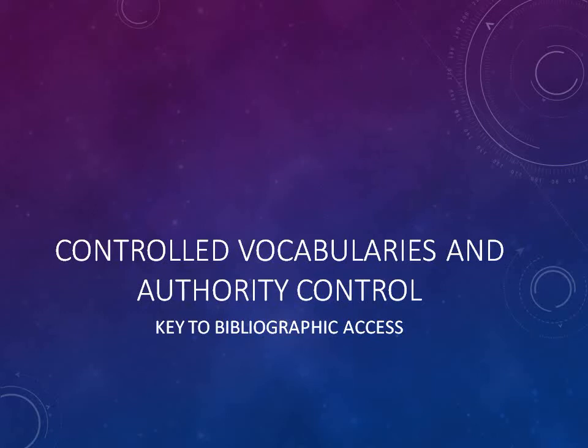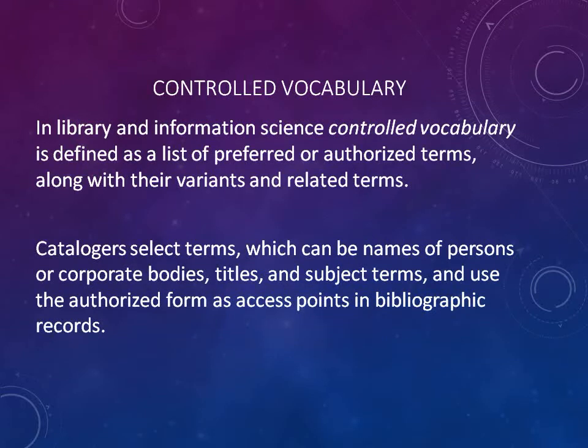I'm going to be talking about how controlled vocabularies and authority control enhance access to bibliographic materials. Even keyword searching is enhanced by using controlled vocabularies and authority control. In library speak, a controlled vocabulary is defined as a list of preferred or authorized terms. These terms can be for personal or corporate names, places, topics, codes, relator terms, anything can be in a controlled vocabulary. A good vocabulary will also include variant terms and related terms.